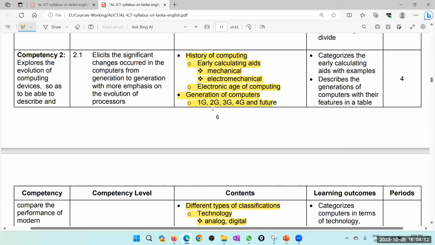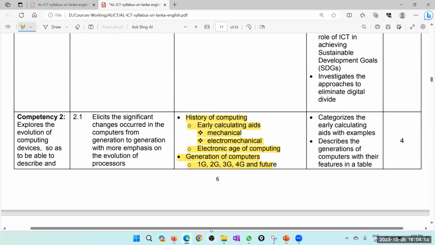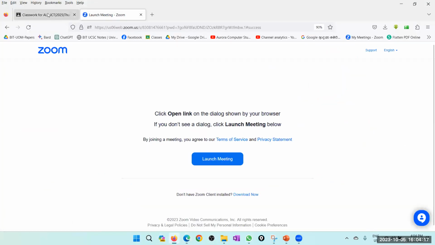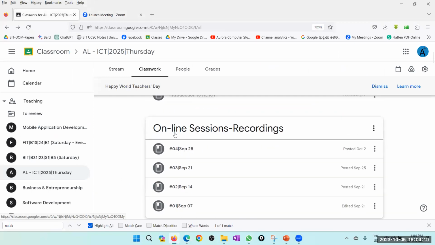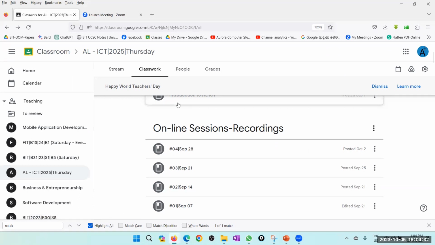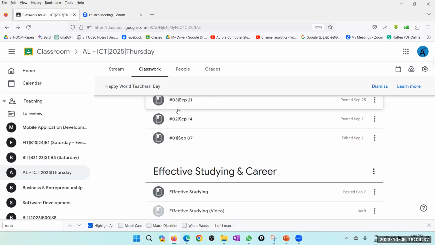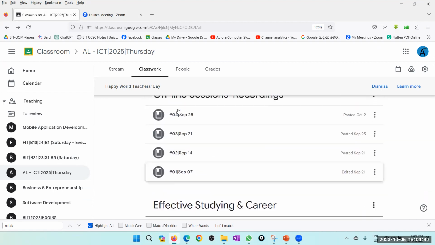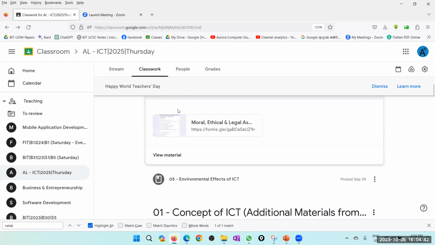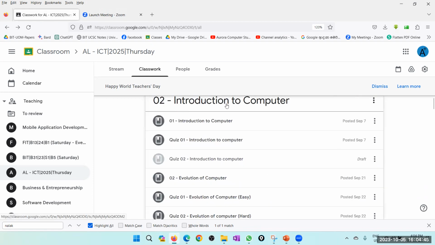So let's move on. History of computing. The note for today's session is available in the Google Classroom. If you haven't got the Google Classroom yet, you have to send me a message if you haven't done the registration. And if you haven't got the Google Classroom invitation mail from aurora@gmail.com, or you haven't accepted it, let me know. Right. So the note for today's session is under introduction to computer, evolution of computer.